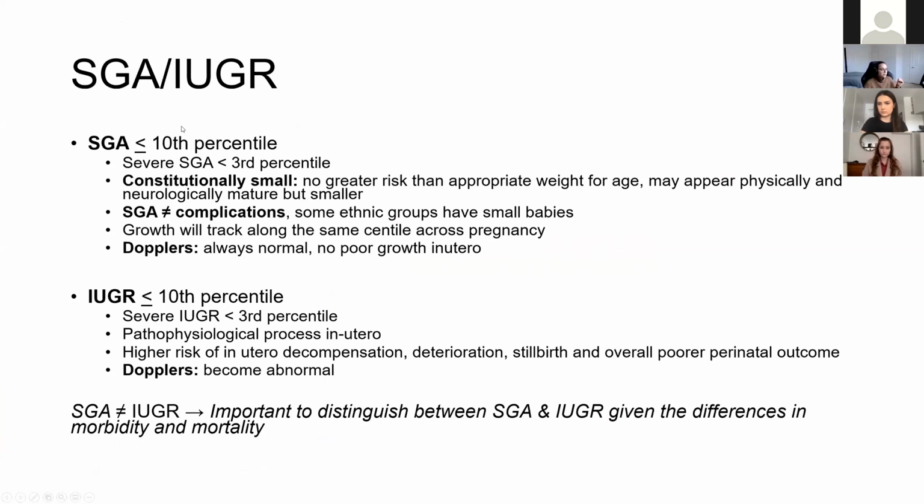Because as we can see here, they're both referring to a baby that is less than the 10th centile. And if they're less than the 3rd centile, then it's a severe form of each. The difference is that a small for gestational age baby is one that is constitutionally small. So they have an appropriately trending growth over the gestation. It's just lower than the average, lower than what we would expect. It's less than the 10th centile, but they are still tracking and they still have a nice proportional growth over the gestation. This is usually something that is genetic, so it's more common in some ethnic groups.